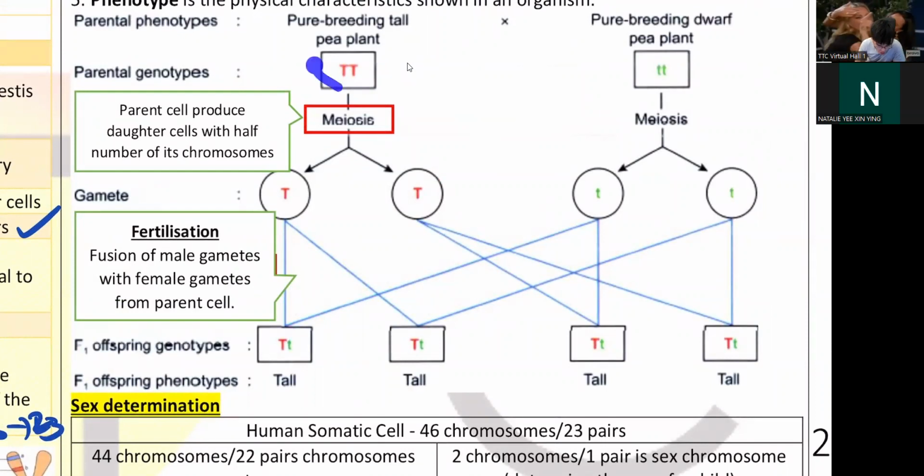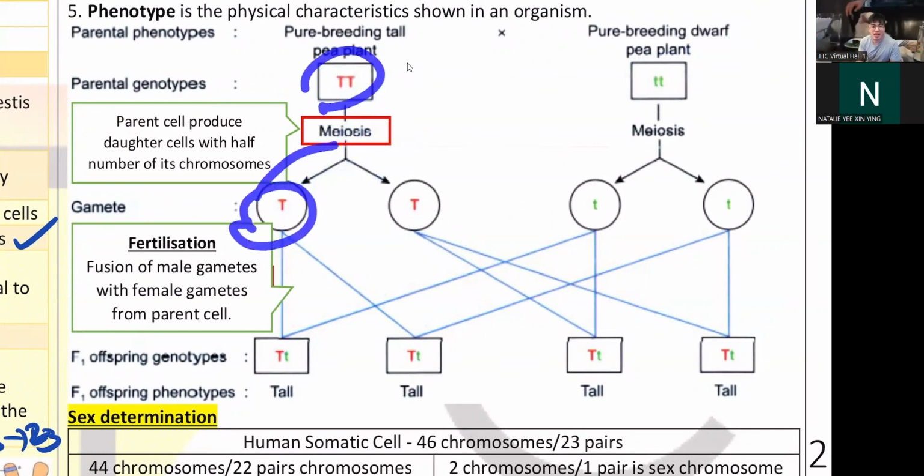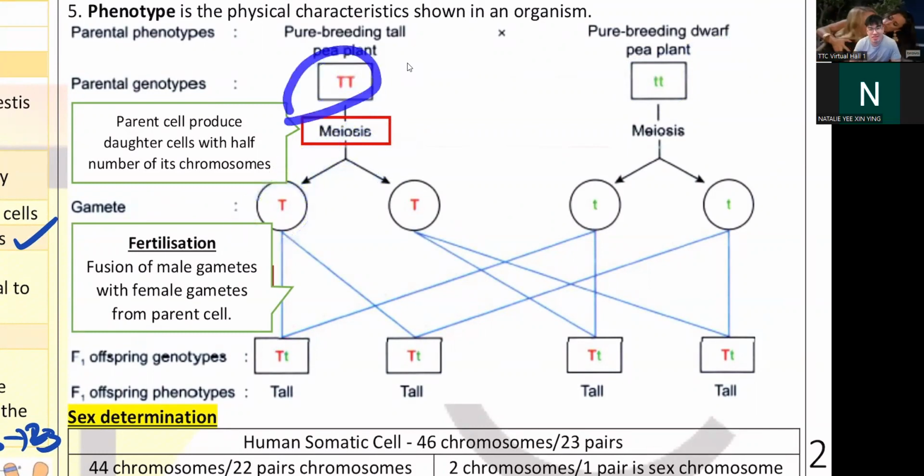So if you take a pure breed tall plant, big T, and a pure breed short plant, small t, and you cross them, first they need to do meiosis. This is your dad. Your dad needs to do meiosis because your dad can only give you one, right? Like 46, he gives you half. So 2, he gives you 1. He cannot give you 2 big T's. He will only give you one T.